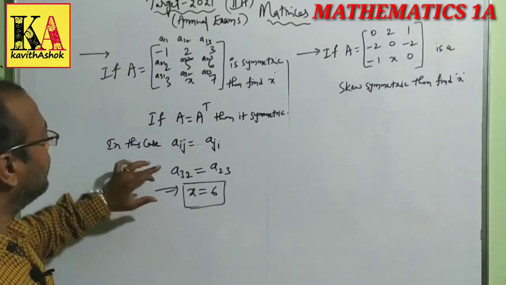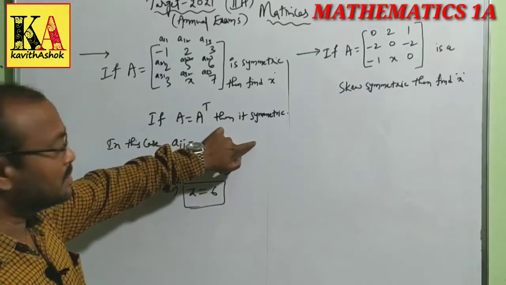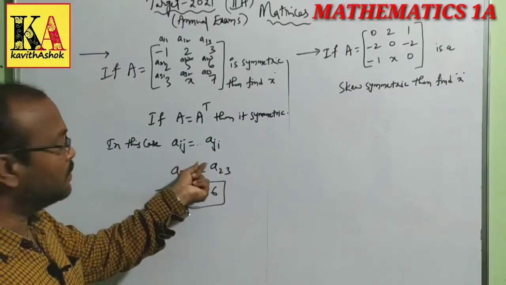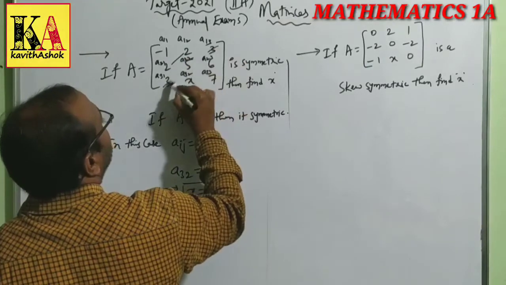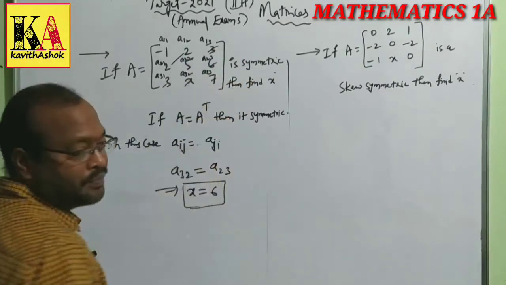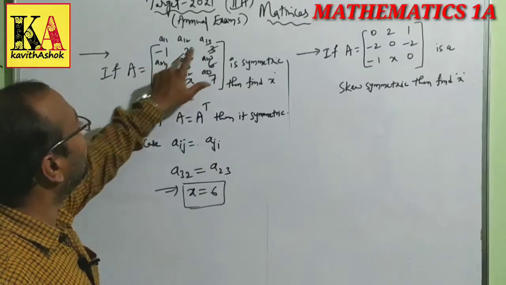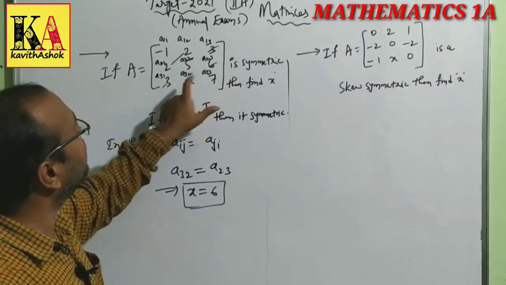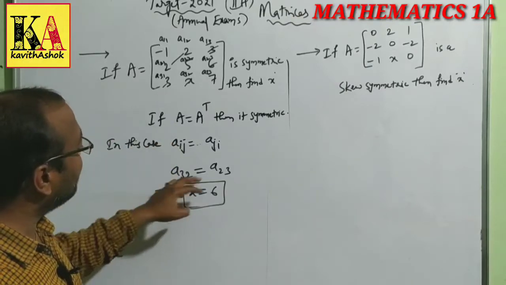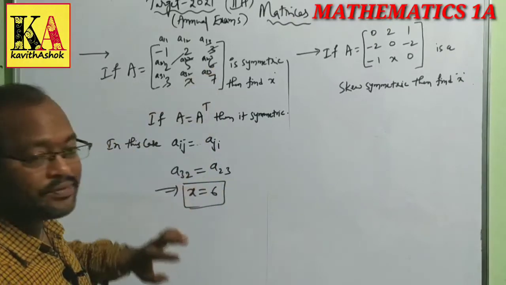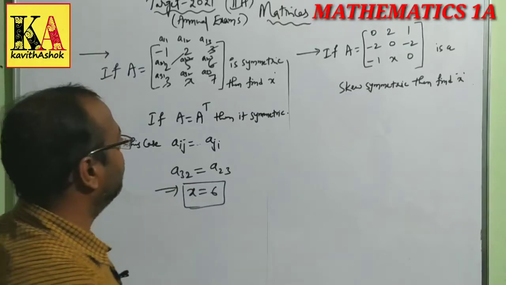In case of a symmetric matrix, the Aij element is equal to the Aji element, meaning these pairs must be the same: A12 and A21, A13 and A31, A23 and A32. So we want the A32 element, that is nothing but X, and A23 is nothing but 6. So the X value will be 6. Like this we can solve the problem.